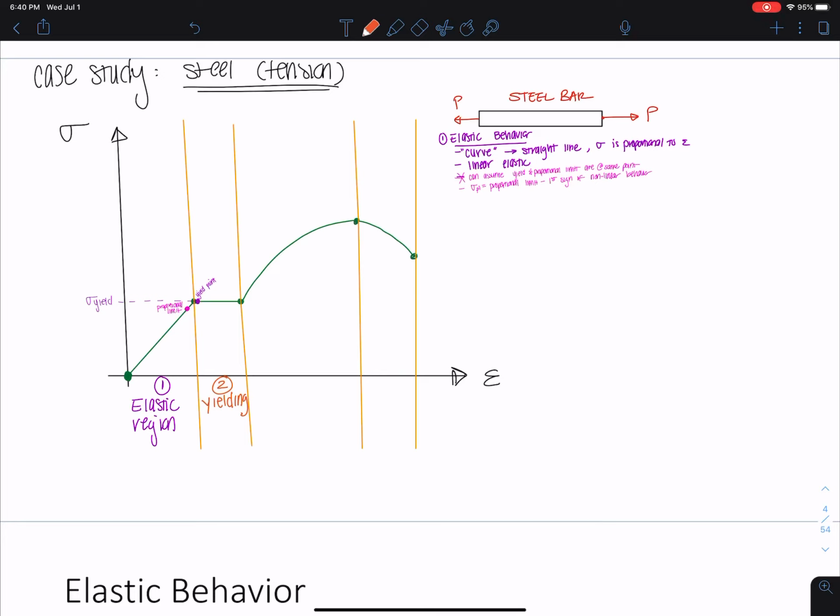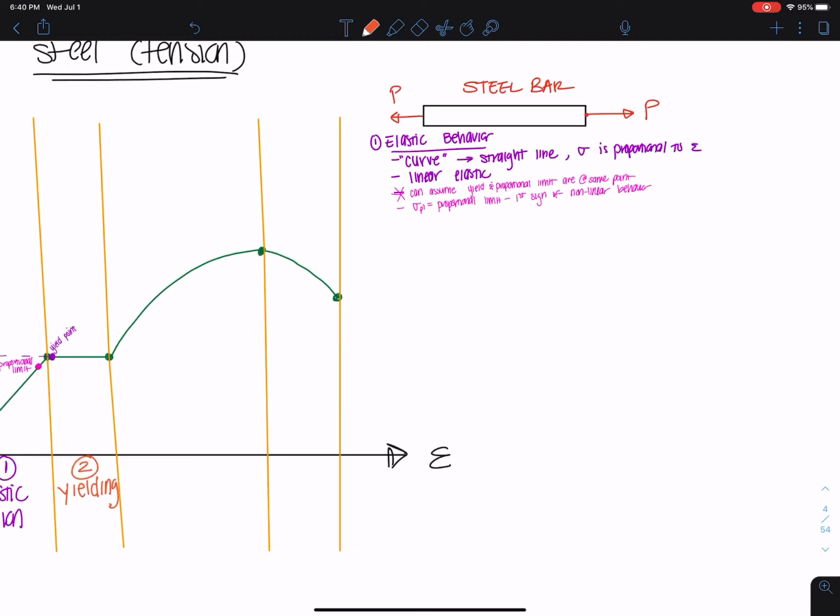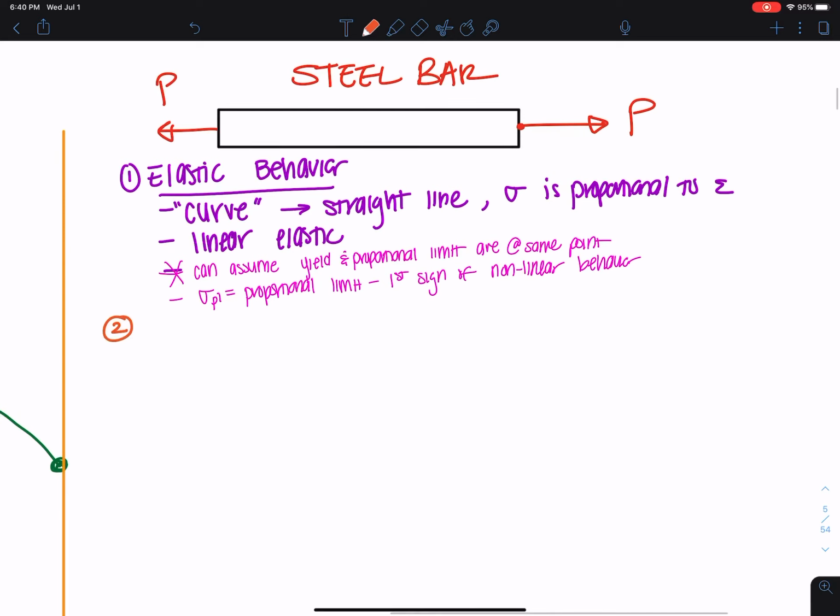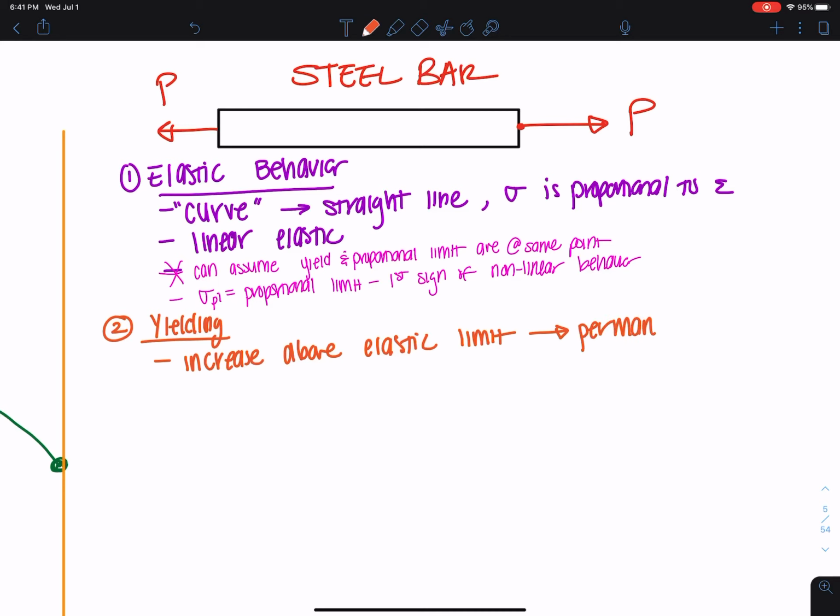Okay, so yielding is this entire portion where we basically have an increase in our strain, but we don't have any increase in our stress, okay? So let's come over here. Okay, so it's an increase above our elastic limit, which means the last point of our linear elastic region. Okay, and this is the first point that we see permanent deformation. This is very important.